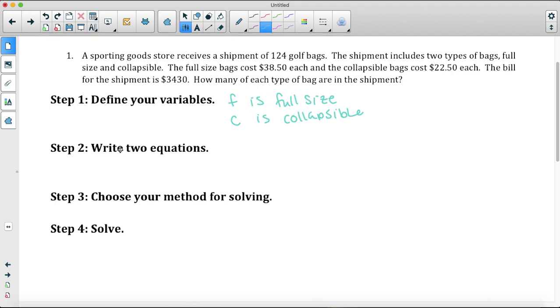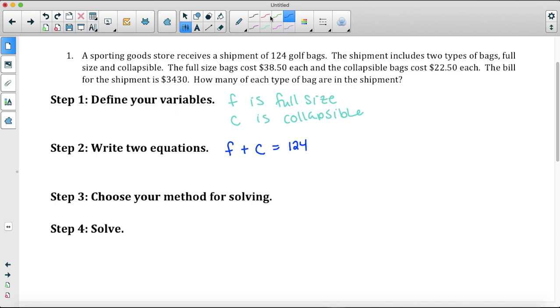The next step is to write two equations. Because we have two different bags, we have two variables, so we need two equations. One variable means one equation, two variables, two equations. We have 124 golf bags, and the only two types we can have are full size and collapsible. So we can write that the full size, F, plus C should equal 124 golf bags.